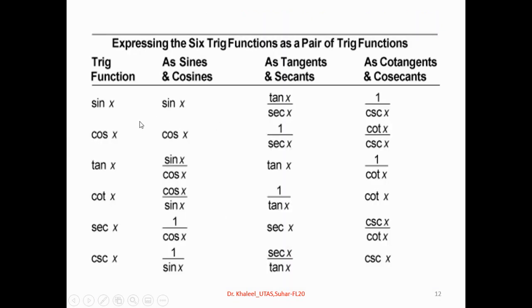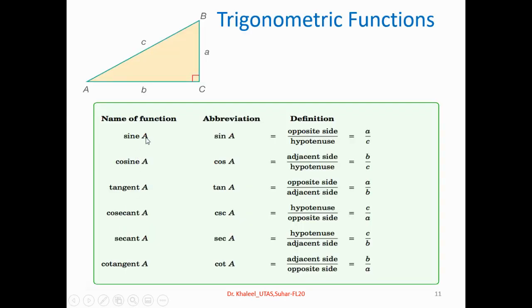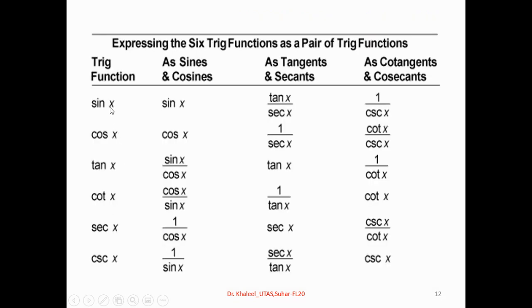This is a very important table. Here I'm writing the six trigonometric functions. The only difference is that here I have used A, and here we actually write x, because I'm talking about the trigonometric function and we are using the two letters y and x. So y is always on the left, x is on the right. So these are the six trigonometric functions.